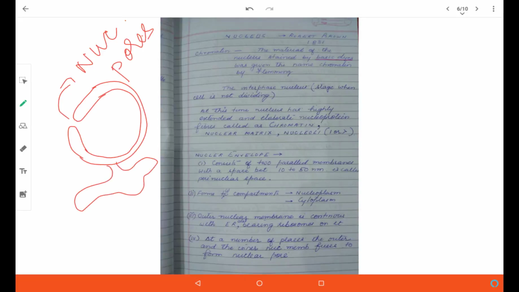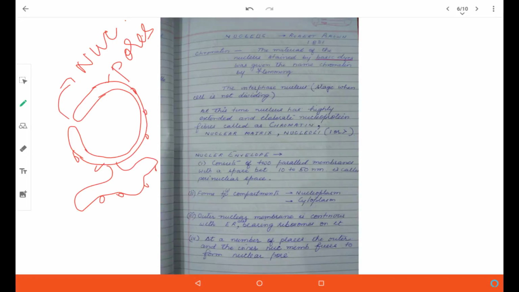This is the rough endoplasmic reticulum. Many a times the ribosomes are also present on the outer nuclear membrane. Nuclear envelope consists of two parallel membranes, and they have a space in between of the range of 10 to 50 nanometer. This space is called as perinuclear space.